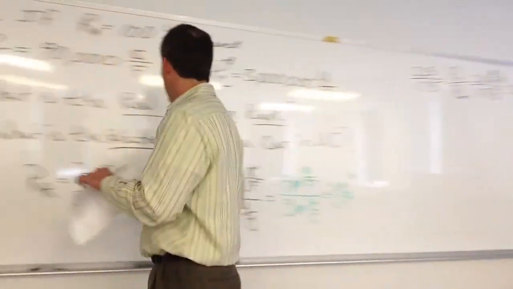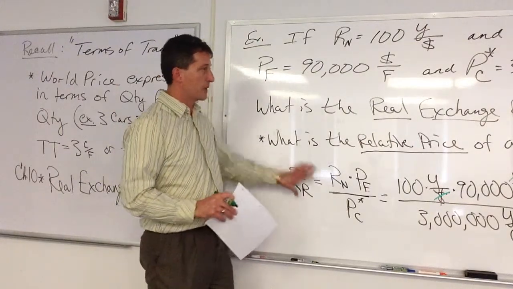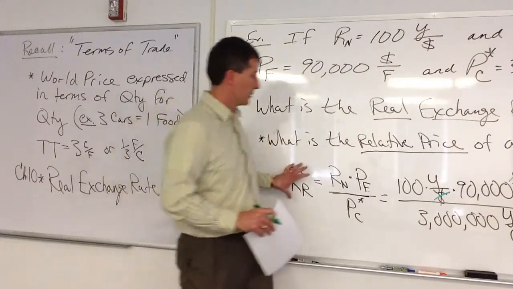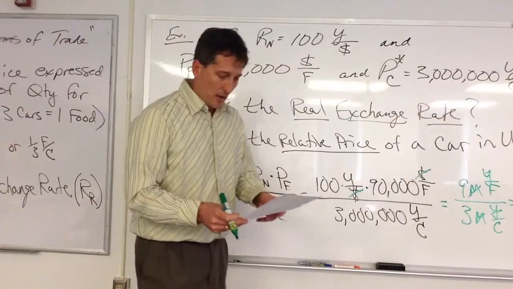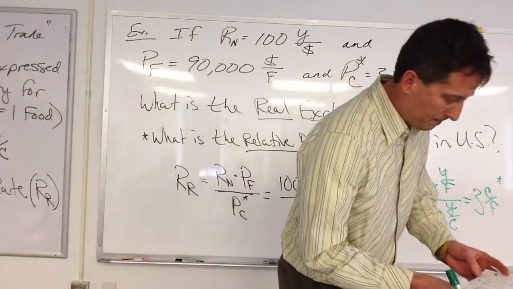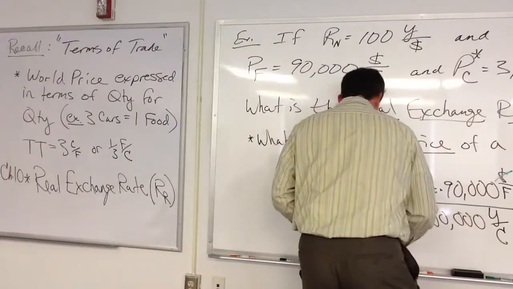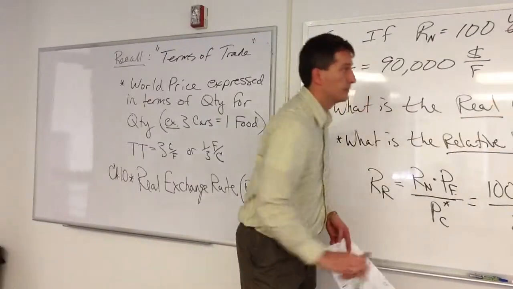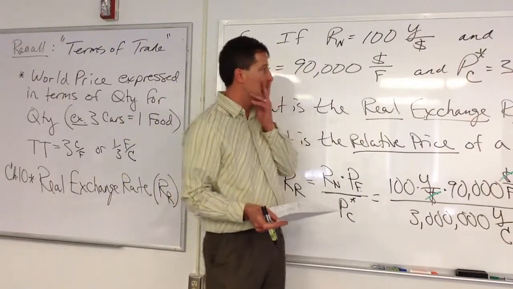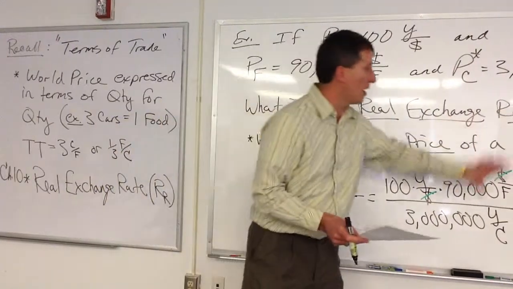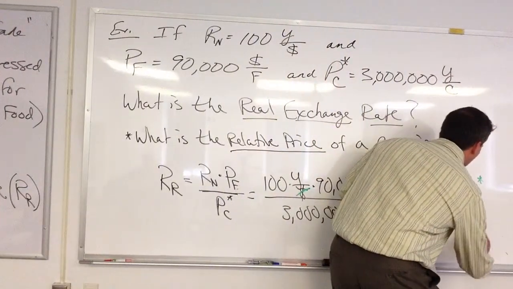All right, so that is the relative price of food. It's the real exchange rate. The real exchange rate is 3 cars for every food. All right, so the relative price of a car is 1/3 food. Yep, you just flip it over. So what is the relative price of a car? We flip that over: 1/3 of a food per car.